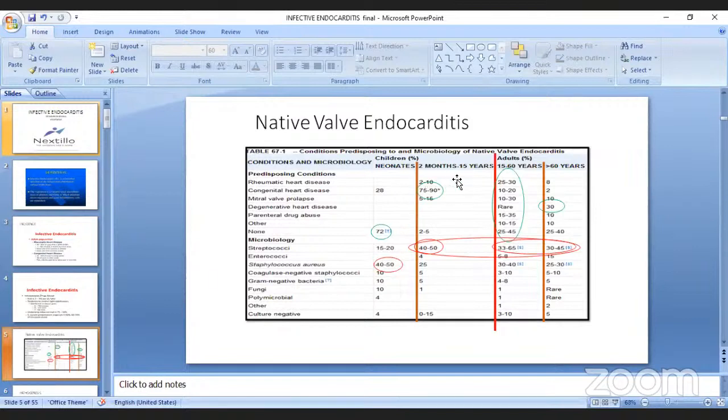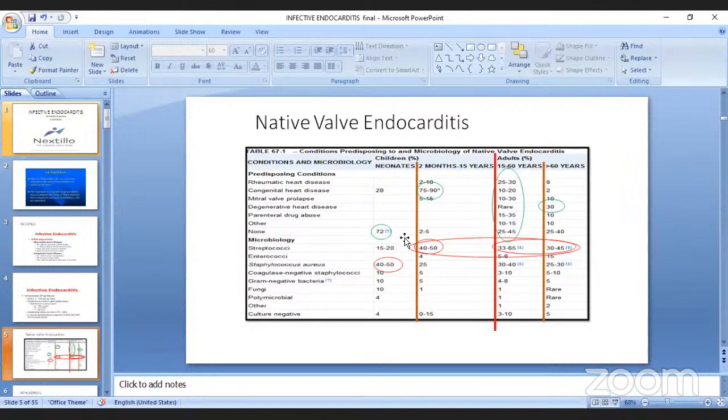Let's talk about 2 months to 15 years, a very, very important age group. You cannot forget that. The most important predisposing condition for 2 months to 15 years is congenital heart disease, CHD. And what is the microbiology? The organism responsible for this is streptococci.